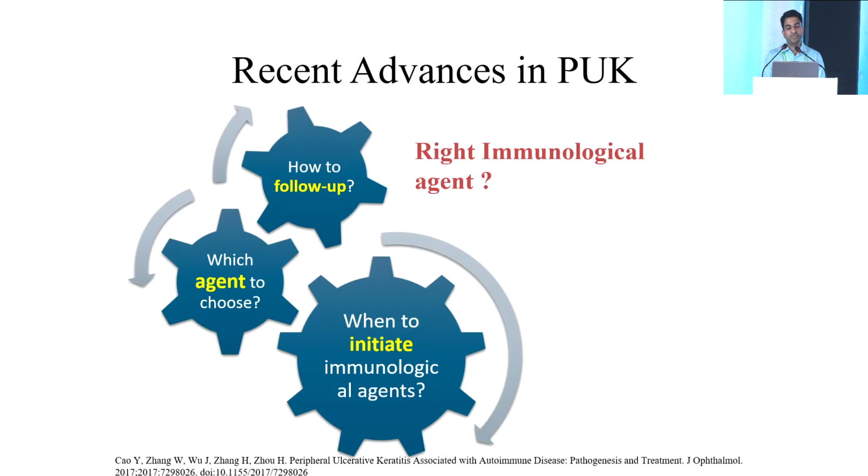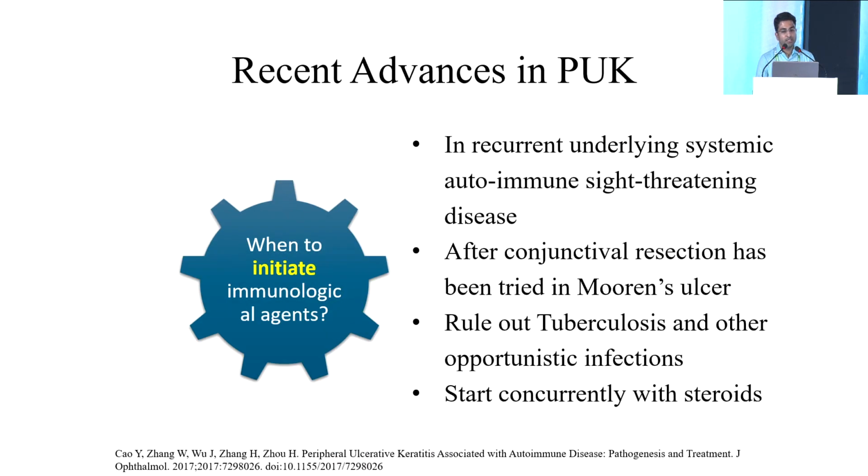So, which is the right immunological agent, how to follow up, what to choose, and when to initiate immunological agents all depend upon the patient's severity of symptoms, recurrence, or associated systemic diseases. So this has to be a custom-made treatment depending upon the patient's presentation. In cases of underlying systemic autoimmune diseases, you can start with immunological agents along with steroids.